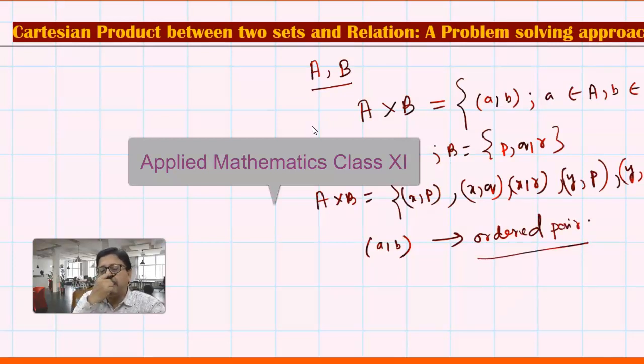What is an ordered pair? An ordered pair consists of two elements or two components. The first component comes from the first set, and the second component comes from set B, the second set. So in an ordered pair, we are pairing the elements from set A and set B. Here in these ordered pairs, we have paired the elements of set A and set B. Set A elements are the first component, and set B elements are always the second component.